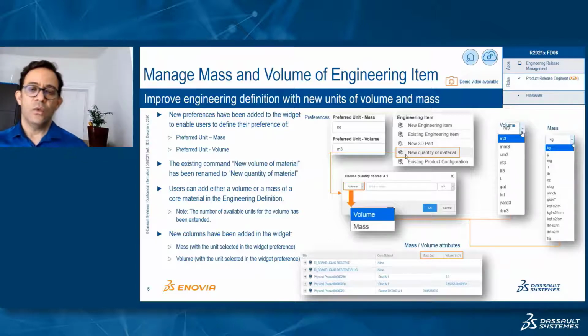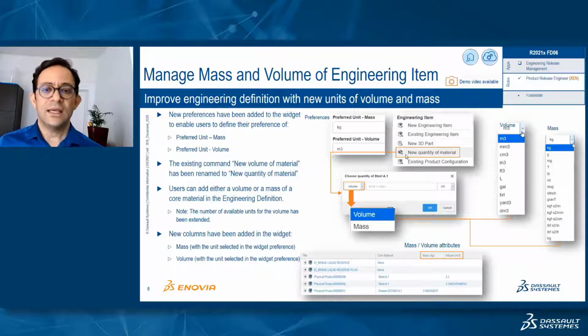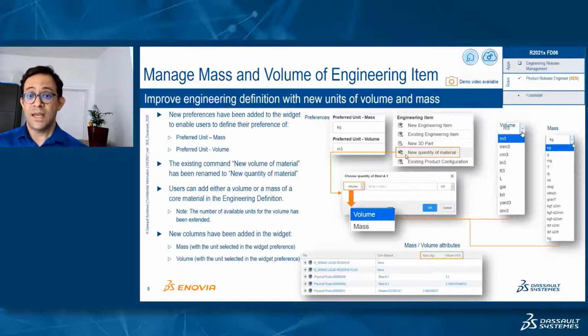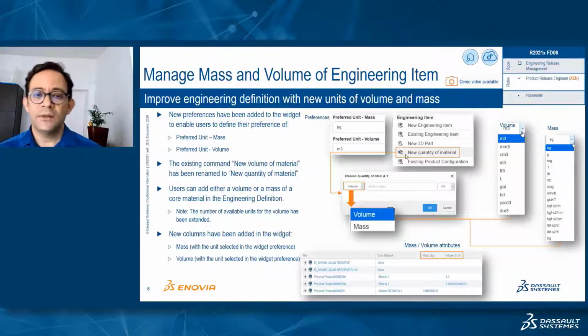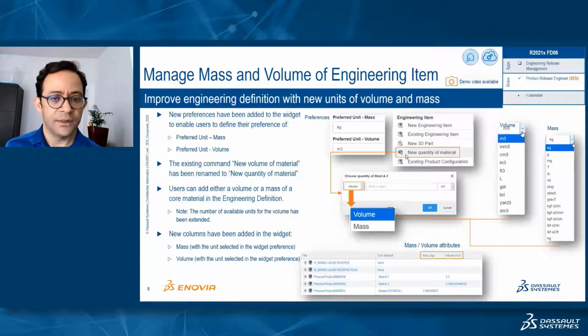And after that, we have the ability to define the core material as before. Now, the first thing to notice is that we have modified now the name. So the command name is not anymore a new volume of material, because now we support both mass and volume. So the name of the command has changed to be new quantity of material. Once you select this option or this command, then you have the ability to define whether you are selecting the volume, you're going to define a volume, or the mass of the core material that has been selected.